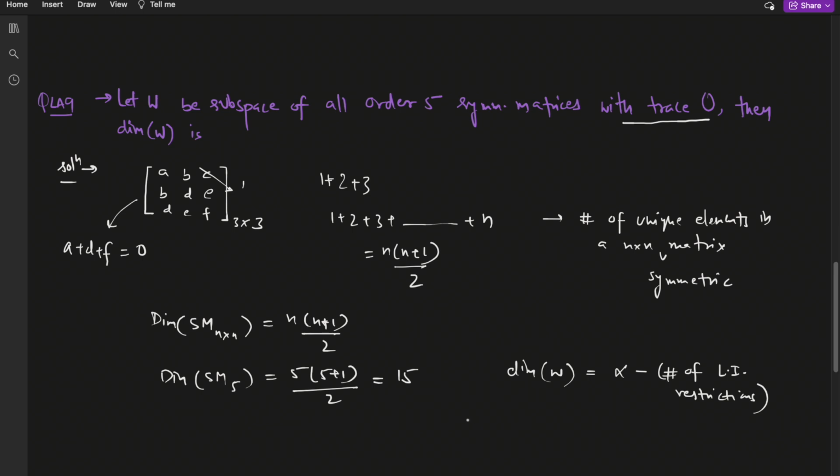So for us the dimension of the given subspace W, this is the given space W, is nothing but the original dimension, which is 15, minus the number of linearly independent restrictions, which is 1, that is 14. So the dimension of this subspace W is nothing but 14.